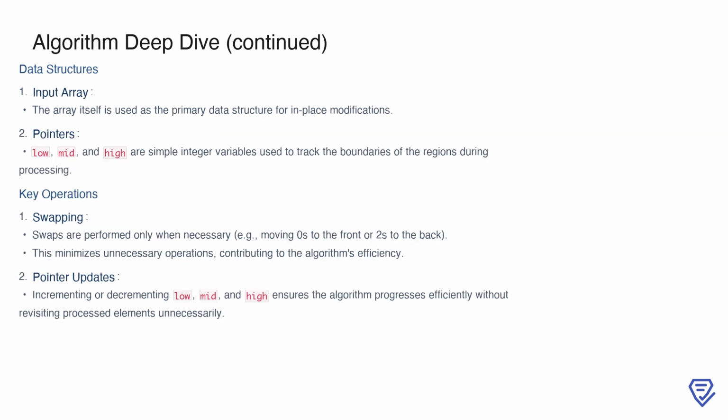The primary data structure used in this algorithm is the input array itself, which is modified in place. The 3 pointers low, mid, and high are simple integer variables that help track the boundaries of the regions for zeros, ones, and twos. Two key operations drive the algorithm: swapping and pointer updates. Swapping is performed only when necessary, such as when moving zeros to the front or twos to the back, which reduces redundant operations and boosts efficiency. Meanwhile, updating the pointers ensures forward progress without revisiting already processed elements. Together, these operations enable the algorithm to complete the sorting task with minimal overhead.